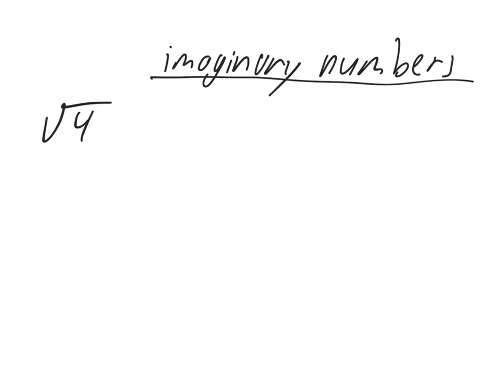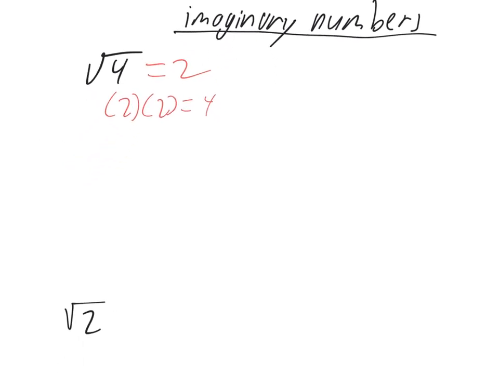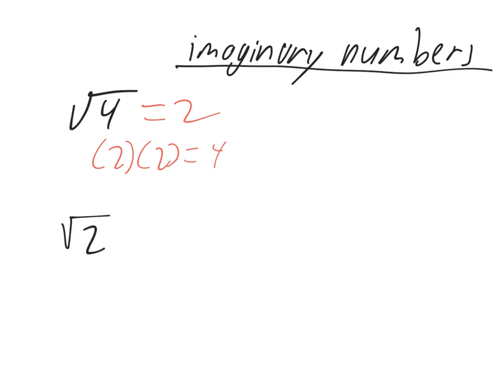Square root of 4 is 2, and the reason you know that's true is because 2 times 2 gives you 4. Now if I look at another number, like the square root of 2, it's a little trickier because you can't actually write down what the square root of 2 is. It's not a rational number, but it's around 1.4 something. If you did 1.4 something times itself, you can get pretty close to 2.